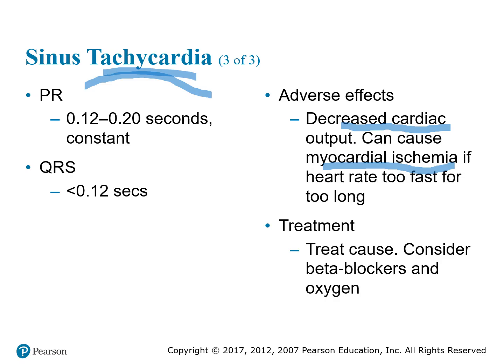Treatment for it: you treat the cause of the fast heart rate. Consider beta blockers and oxygen. Beta blockers are going to slow down that sodium-potassium pump, which is what I was talking about earlier with the impulses. It's going to help slow down the heart rate and help regulate the heart rate a little bit better for you.